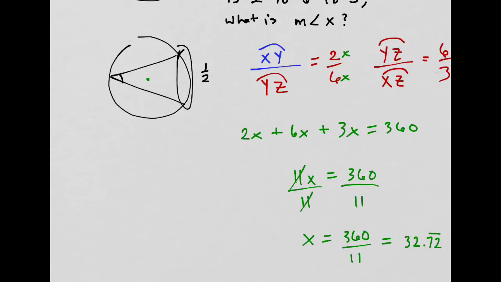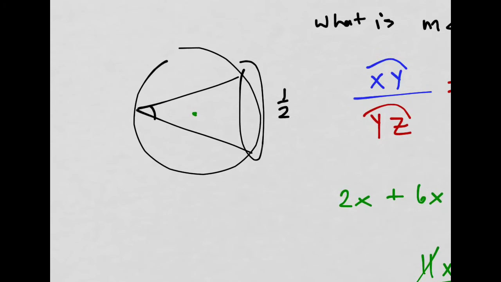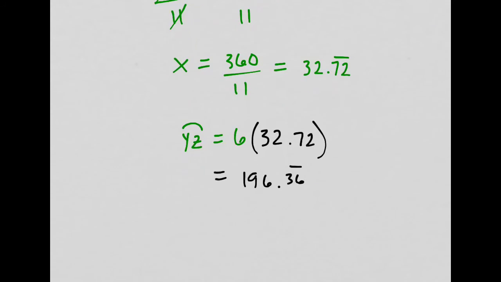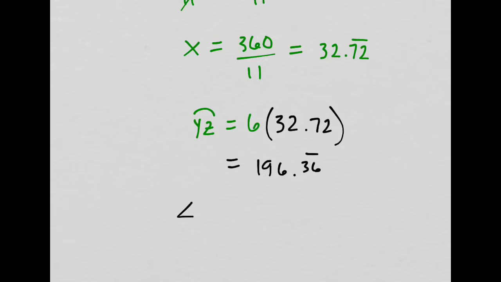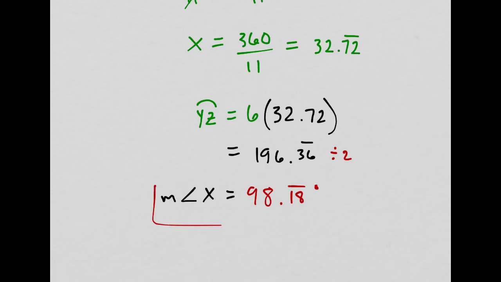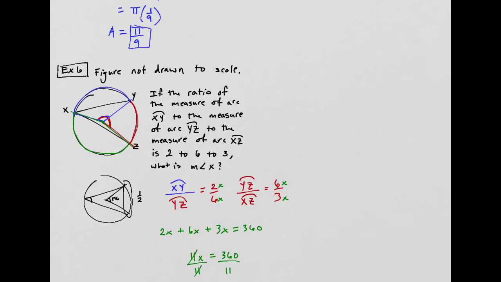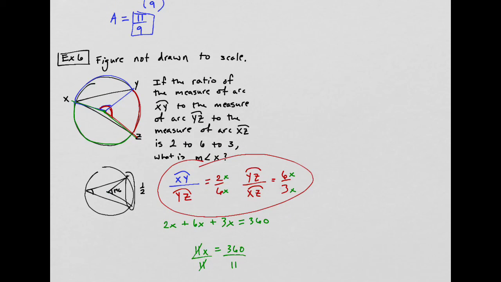So I have this measure, and remember from the first example, this angle is half of that arc. So what I'm going to do is divide this by 2. So my answer for the measure of angle x is 196 divided by 2, and it's again going to be a repeating decimal, 98.18 degrees. There we go. Beautiful, beautiful. That one's a complicated one, but hopefully you understand the ratio part once again. Good day.